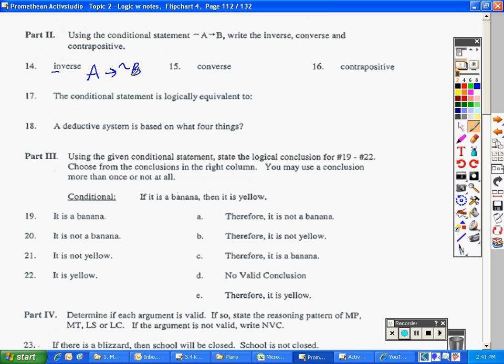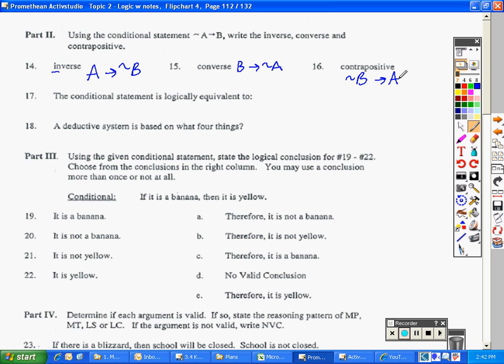Converse, we go back to the original statement, and that's like the sneakers. That's when we move the feet, we cross them. So B takes the position up front, and not A goes in the back. All right, contrapositive is when we do both. So I can take the converse right here where they're already switched, and now I can do the inverse to it. So the opposite of B becomes not B, and the opposite of not A becomes A.